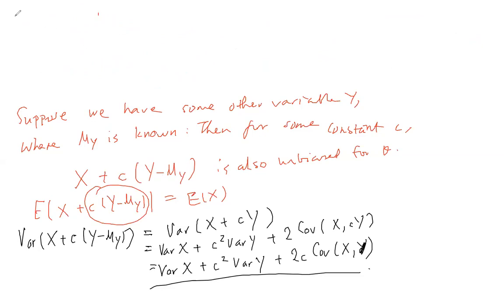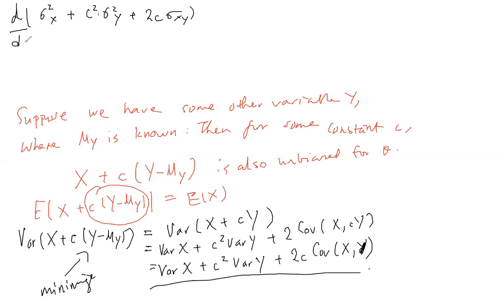So we want to minimize this thing, right? Okay, so you take the derivative, you differentiate variance of x plus this. Maybe I use a shorthand for my variance of x so that it is more convenient to write. So like this, plus c squared variance of y plus 2c covariance of x y, right?